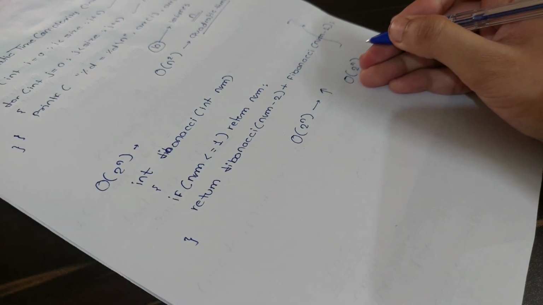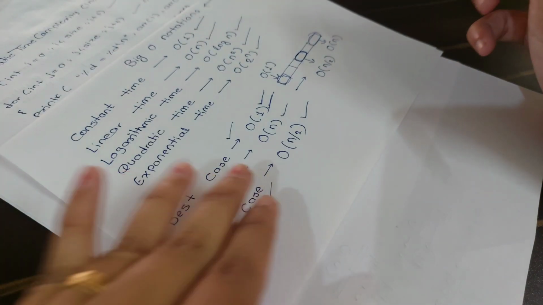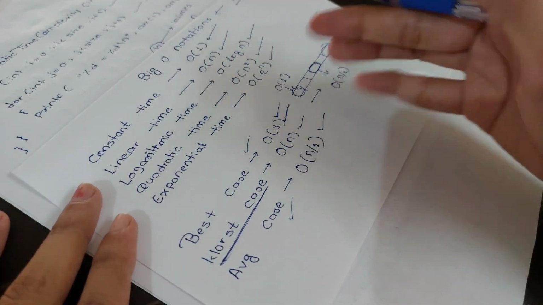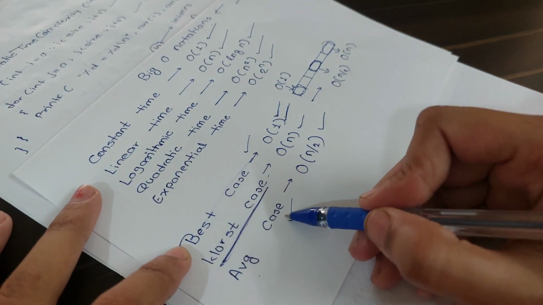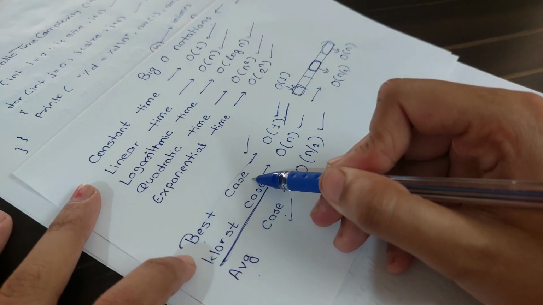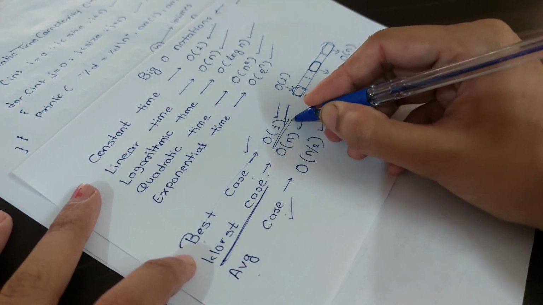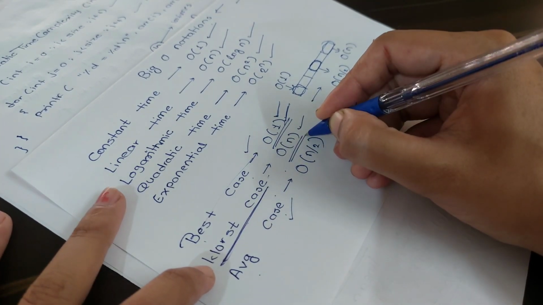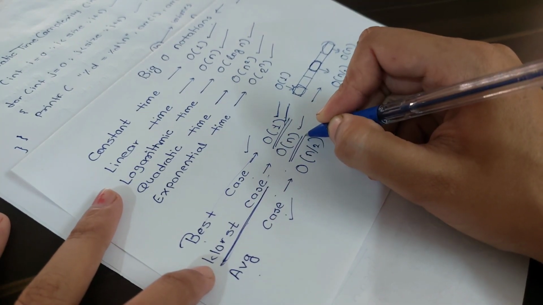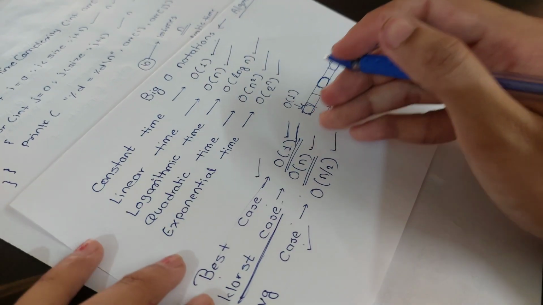So time complexity is described in different scenarios: the best case, the worst case and the average case. The best case scenario is the constant time complexity. The worst case scenario is the linear time complexity. So this is all about time complexity.